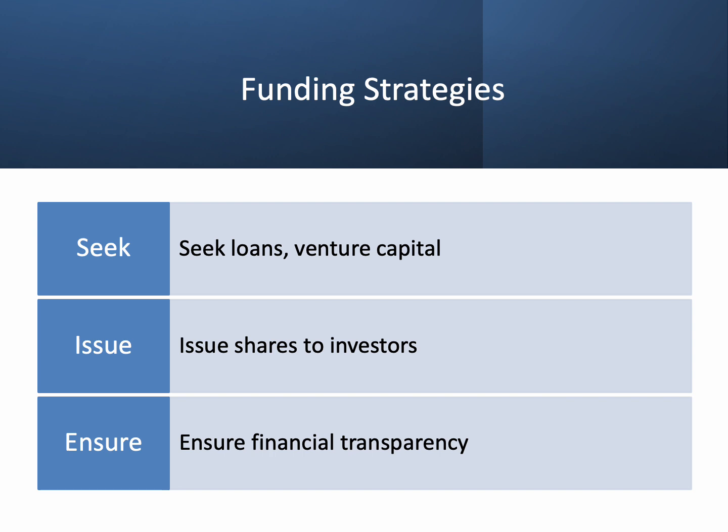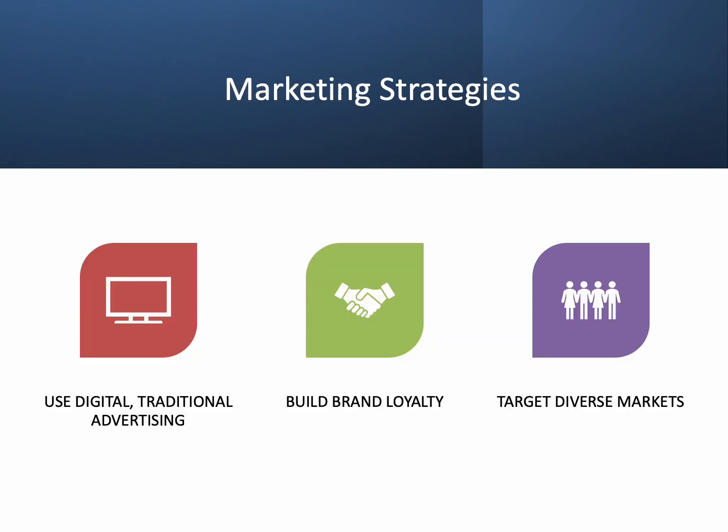This slide transitions to marketing strategies, where we'll discuss customer engagement. Following funding, let's discuss marketing strategies for for-profit corporations in Canada. Corporations use digital advertising, like social media campaigns on X, and traditional methods, like TV ads, to attract customers. Building brand loyalty, as seen with Tim Hortons campaigns, retains consumers.